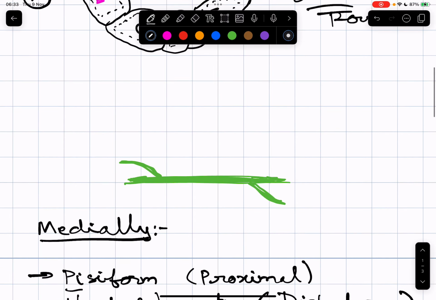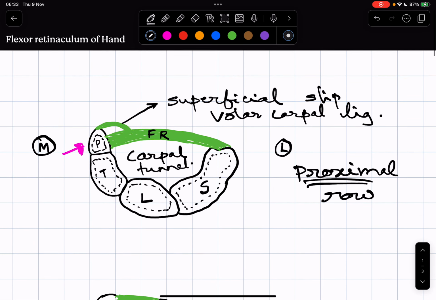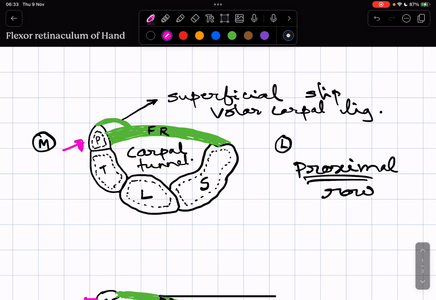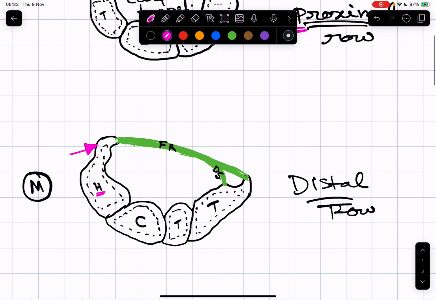So let us look at the picture again. So this is lateral, and here we can see it is attached to the scaphoid bone, that is to the tubercle of the scaphoid bone in the proximal row, and it is also attached to the trapezium bone, that is to the crest of the trapezium. This is the crest of the trapezium in the distal row.